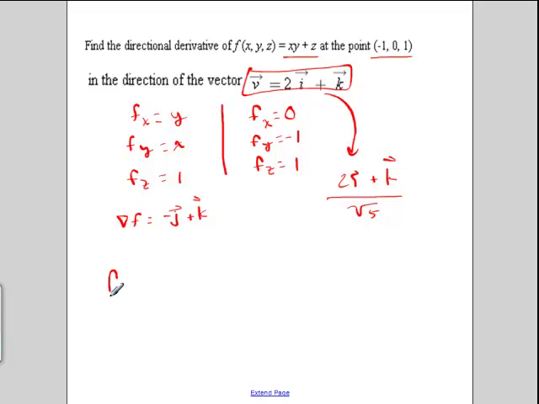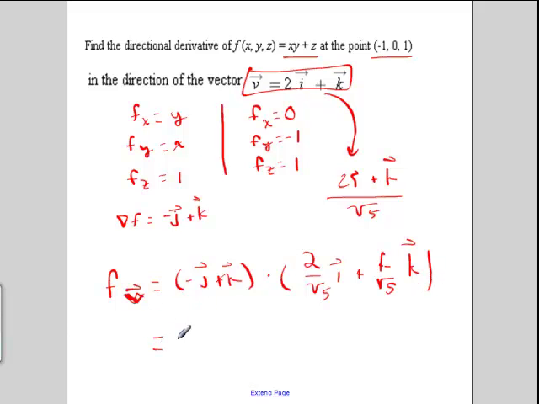So our directional derivative in the v direction equals negative j plus k dotted with 2 over root 5 i plus 1 over root 5 k. At this point, now it's just a simple dot product. So this equals 1 over root 5, or root 5 over 5. So that's my rate of change. That's the instantaneous rate of change of this function in the direction of this vector.